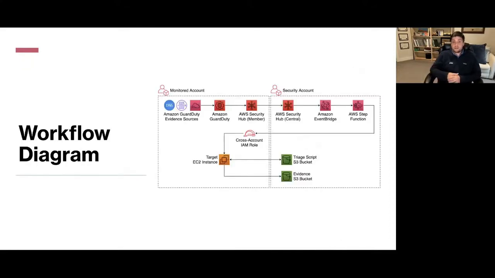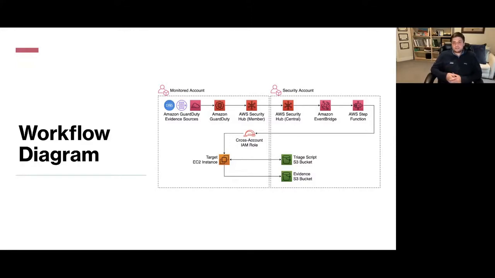And with that, here's a very basic high-level diagram of the workflow. I'm going to walk you through the scenario framing: we have this GuardDuty finding like we just saw. In a monitored account, GuardDuty looks at a variety of sources, DNS, VPC Flow, and CloudTrail, and using those evidence sources, it's able to use AI and machine learning to present findings to someone. So let's say it analyzed that and presented us with that finding.